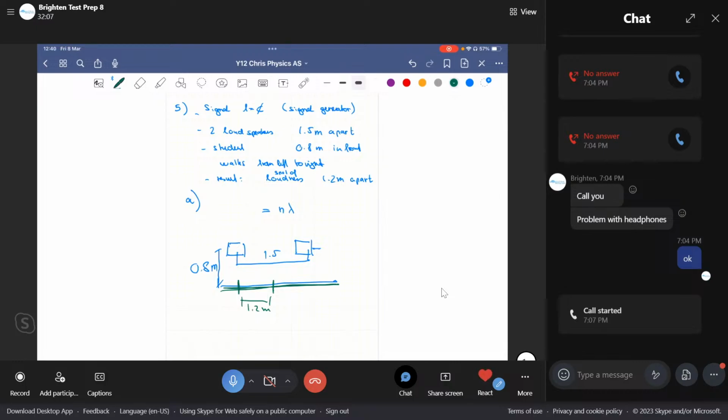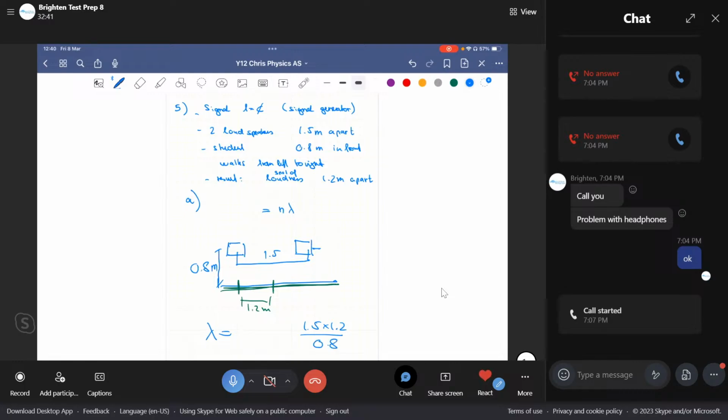But do we know two points of the constructive interference, two adjacent points? So we know that it's every 1.2 meters. Oh, then we can utilize that one too. Yep, good question. It's just wavelength equals 1.5 times 1.2 divided by 0.8.